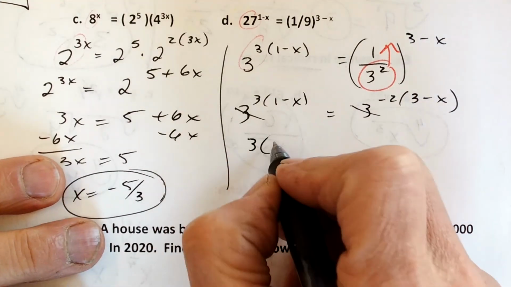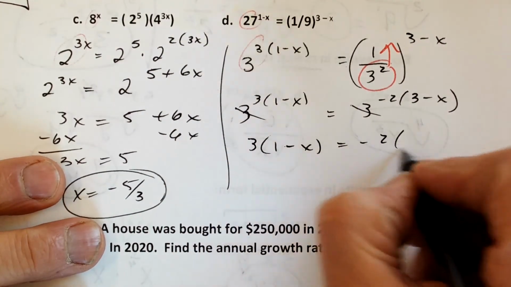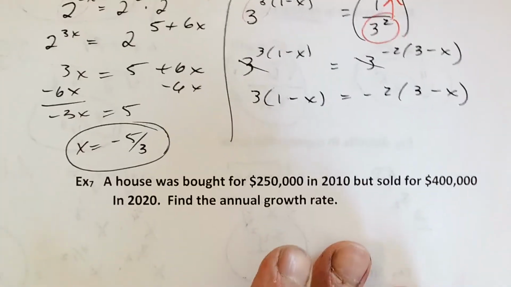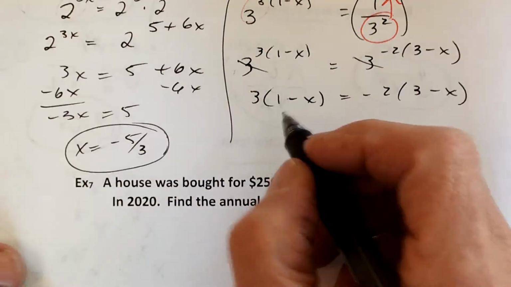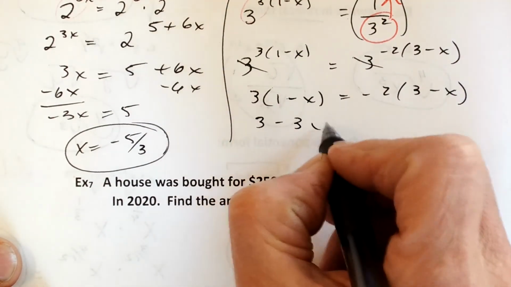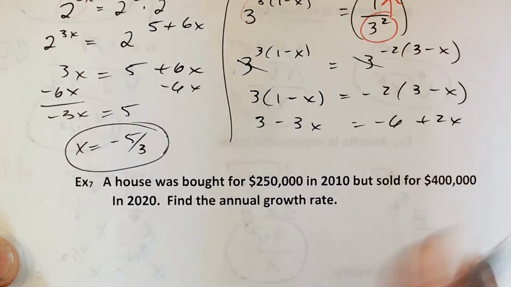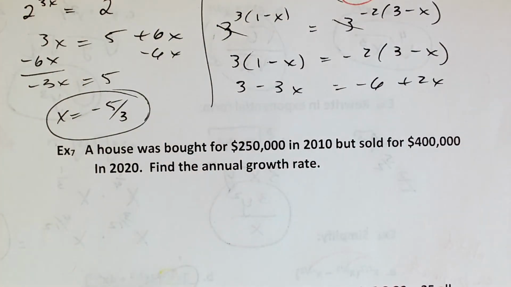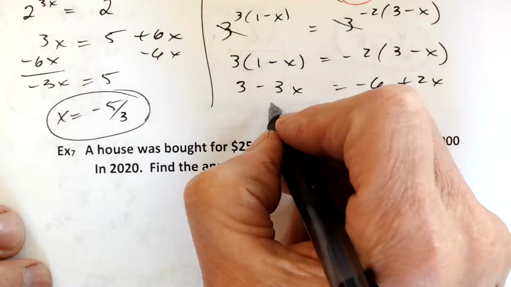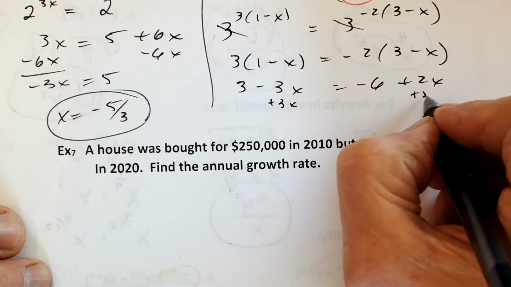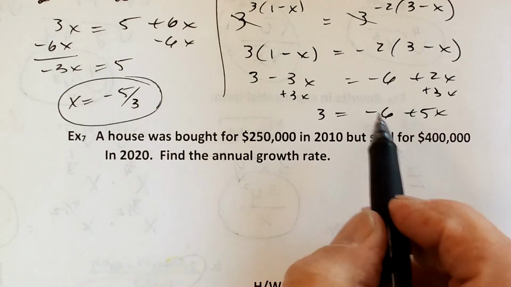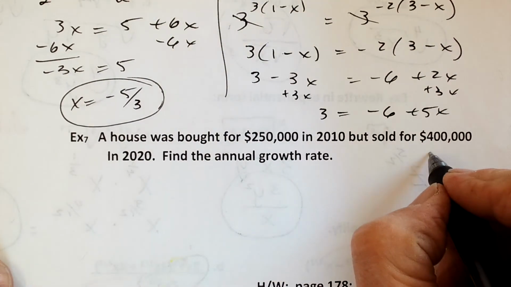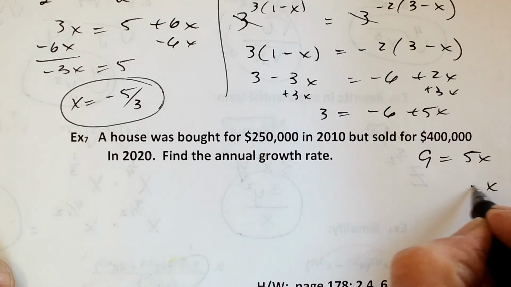So you can cross out the bases and solve. I can go 3 times (1 minus x) equals negative 2 times (3 minus x). Okay, and I'll let you catch up. Am I doing okay? It does still follow all the same rules, right? So then I'm going to get 3 minus 3x equals negative 6 plus 2x, right? Plus 3x, plus 3x. I'll have 3 equals negative 6 plus 5x. Add the 6, and I get 9. Divide, and I get 9/5.